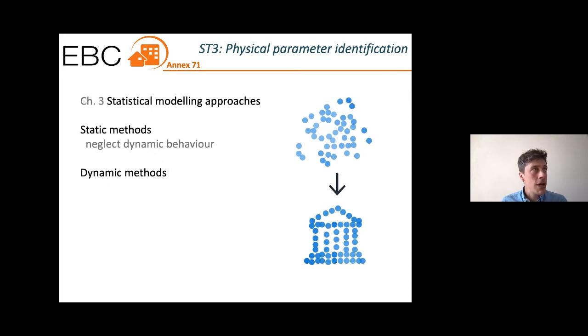In a third chapter, we look at the statistical modeling approaches. What methods can we use to analyze the data and to get physically relevant parameters out of it? There are two methods we can distinguish. First we have the static methods, where we neglect the dynamic behavior of the building. So we, for instance, look at a longer period, even out all the dynamics that take place, and look at the parameters that come out of that. And then you have the dynamic methods, where we explicitly model the dynamics of the building.